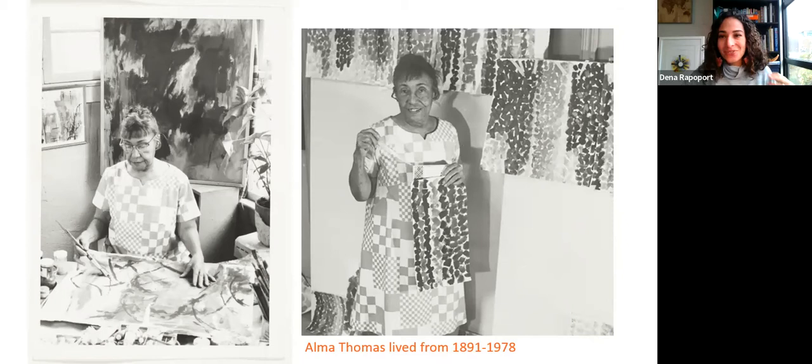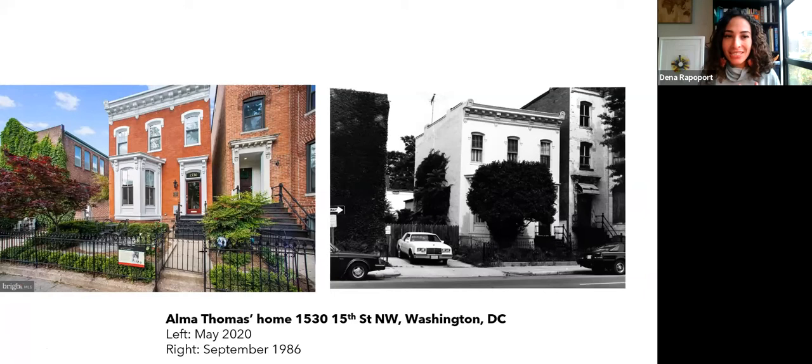So I'm gonna pull up a picture of her home. This is 1530 15th Street Northwest. It's a place that still exists today. Her house is actually currently on the market. So I brought up an image from her real estate listing of the home. It's changed hands since, but just so we can see what it looked like back then and now.